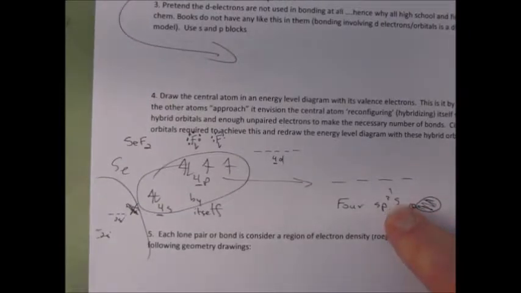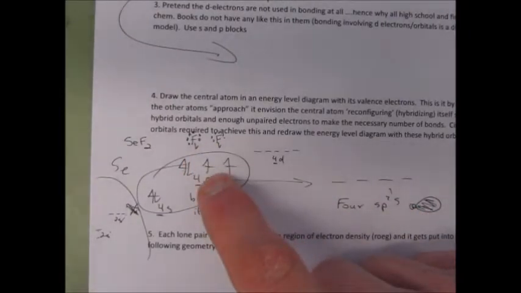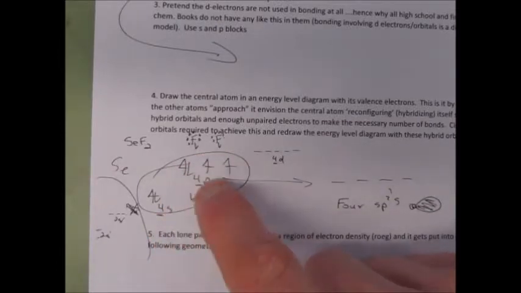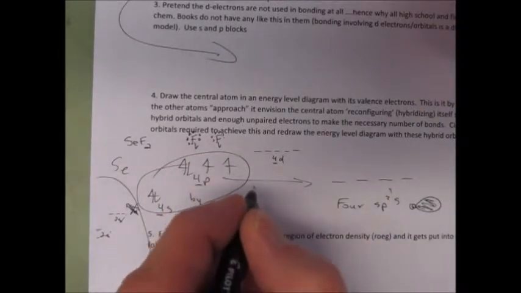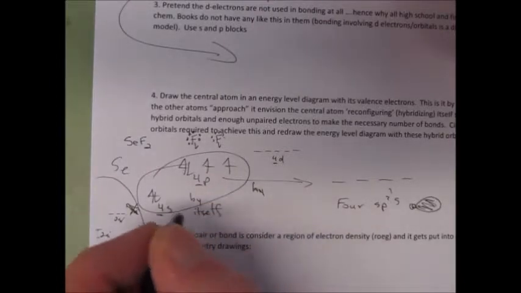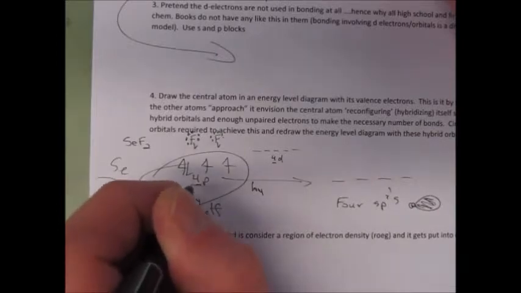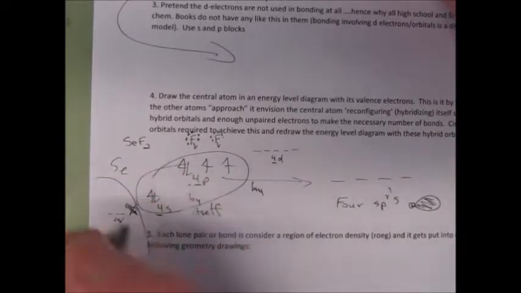Why did we call them sp3? Because I circled 3 p orbitals and 1 s orbital. How many electrons did I circle within this? And the key word here is write down the words. This is the selenium now starting to acknowledge fluorines are coming. So instead of being totally by itself like an atom, it's going to reconfigure itself.